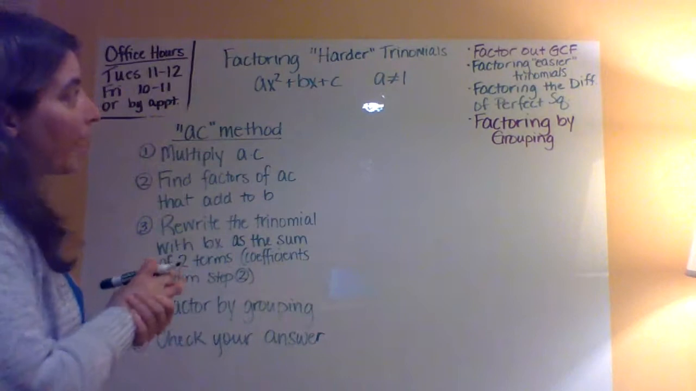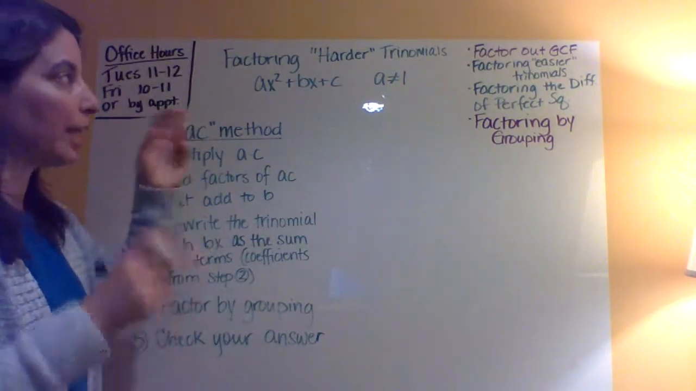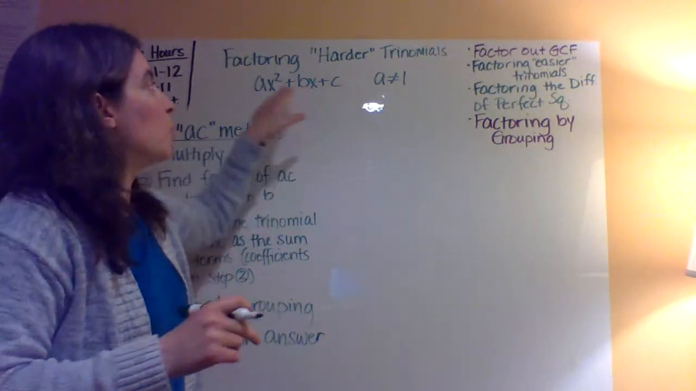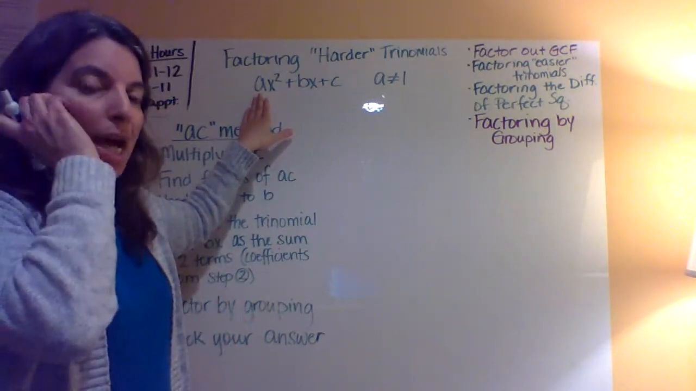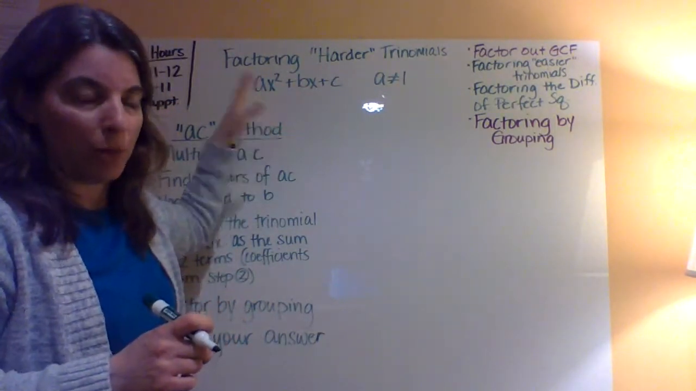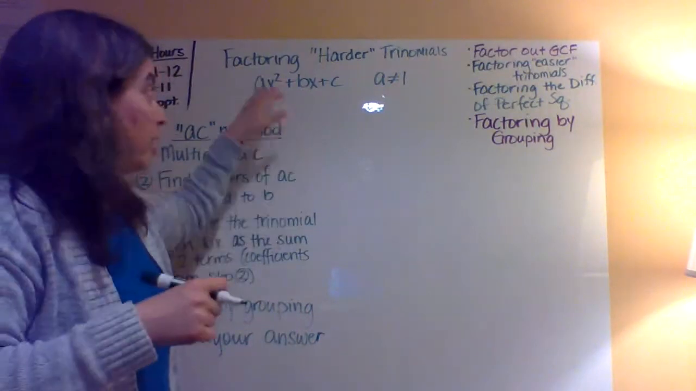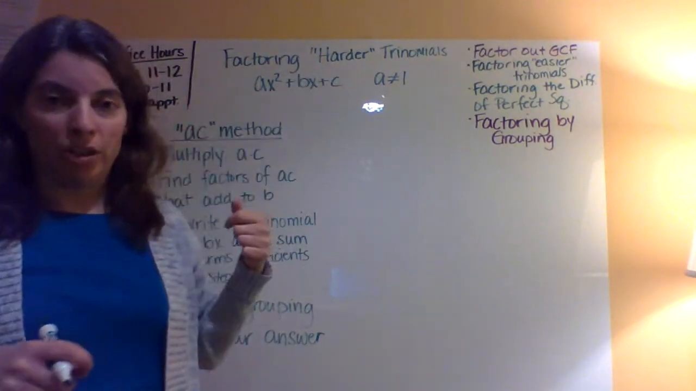Okay, so we are factoring harder trinomials. Remember, the easier ones were in this form, but a was equal to 1. And now we have ones where a is not equal to 1. So we might have a 3x squared or a 6x squared, and not one that will pull out as a GCF.